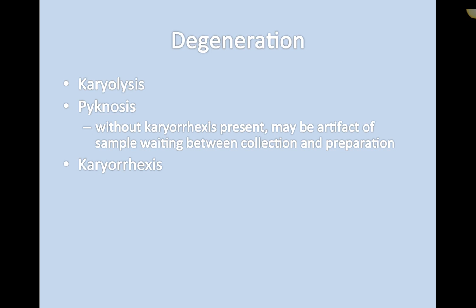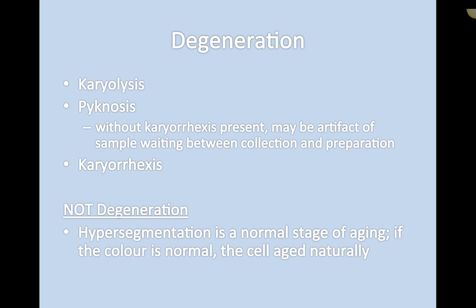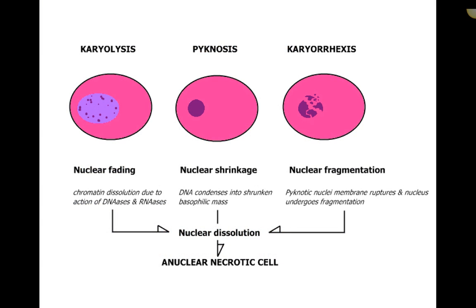Pycnosis is when the neutrophil's nucleus, instead of having that funky fun S shape, has curled into one small concise ball. And karyorrhexis is when it has split apart into various little balls or fragments. Not degeneration is hypersegmentation. It's a normal stage of aging. If the color is normal, the cell's aged completely naturally. So this is a brief description. Karyolysis is nuclear fading, so it tends to get stretched out, a lot thinner. Pycnosis is nuclear shrinkage. Karyorrhexis is nuclear fragmentation. It ends up being nuclear dissolution and then anuclear necrotic cells.